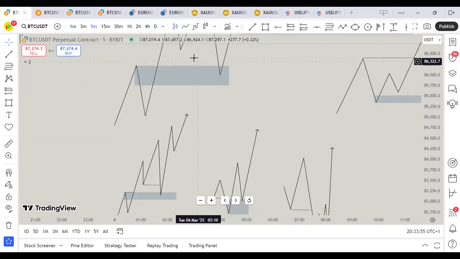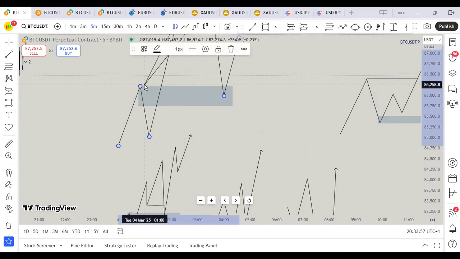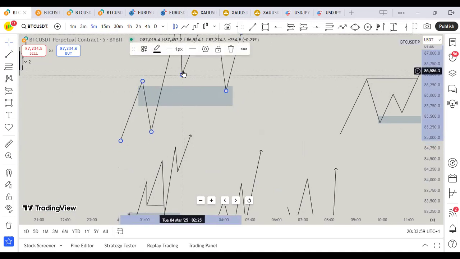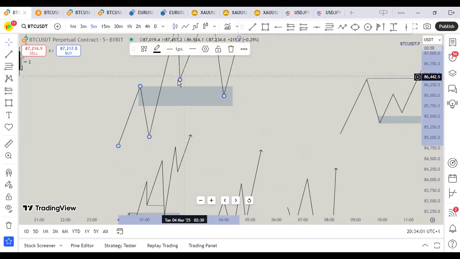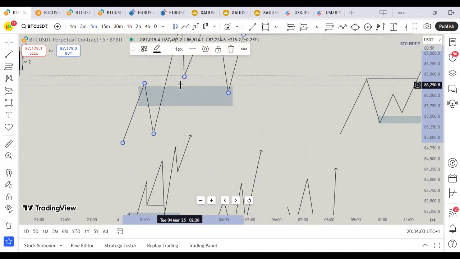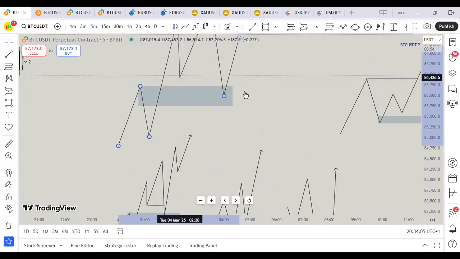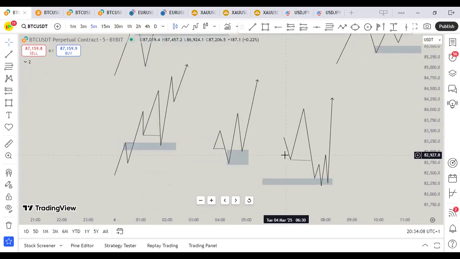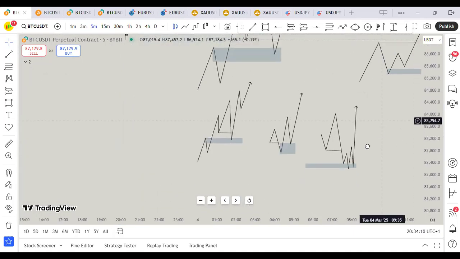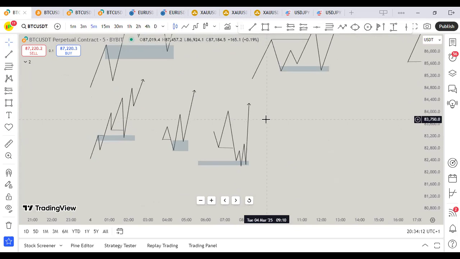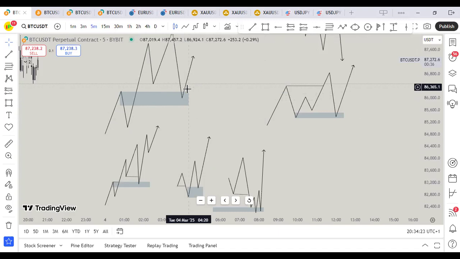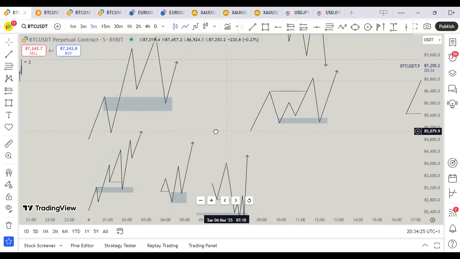I'm talking about this scenario now. If market did not retrace back into your break of structure zone... Hope you guys are getting what I'm saying. Yeah, that's what I'm saying.